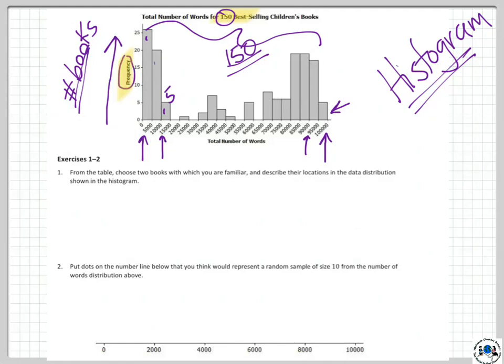Here's that histogram. We're going to use that histogram here to answer these 2 questions, exercises 1 and 2, okay? So from the table, choose 2 books. Now this is on the other side. The table they're talking about here is the table over there. From the table, choose 2 books with which you are familiar and describe their location in the data distribution shown in the histogram, okay? All right, so this is something I'd like you to do, okay?